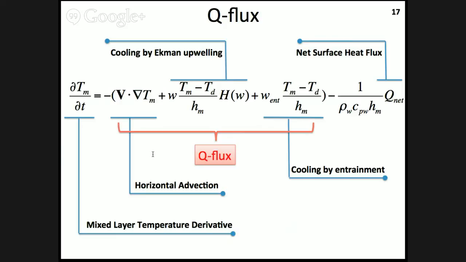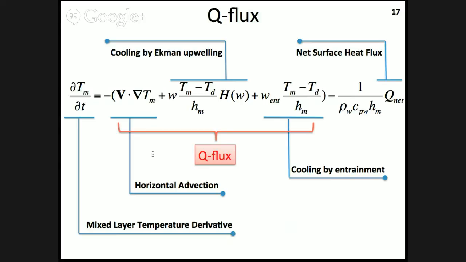As an example, you see that the relative change of mixed layer temperature is decided by the ocean advection of heat, the cooling by Ekman upwelling, the cooling by entrainment, and the surface temperature. In the slab ocean model, all of these are eliminated. So I have to artificially provide these data to the slab ocean model, and this data is called the Q-flux.